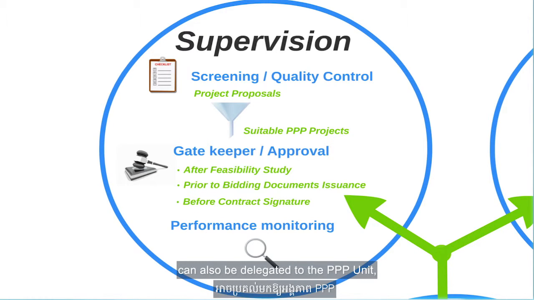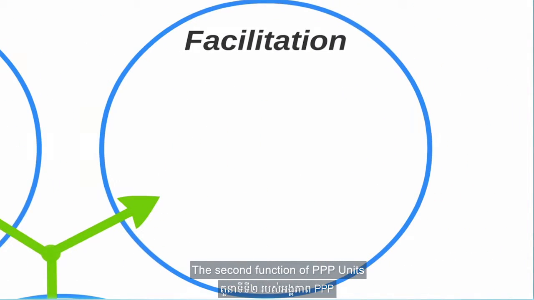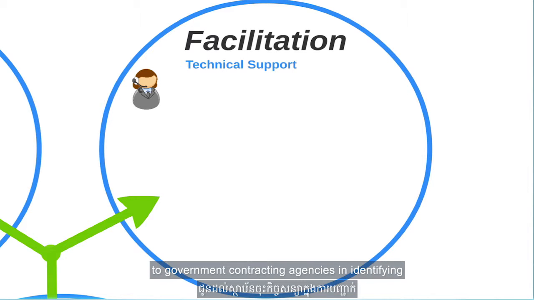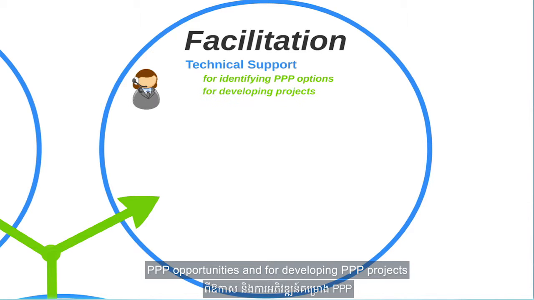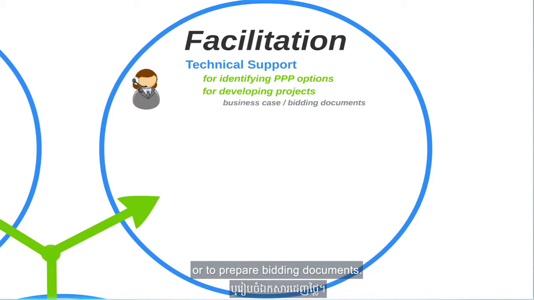Some monitoring tasks can also be delegated to the PPP unit. For example, to check if the PPP program is meeting its objectives. The second function of PPP units is the facilitation of PPP projects. PPP units can provide technical support to government contracting agencies in identifying PPP opportunities and for developing PPP projects. For example, to draft a business case or to prepare bidding documents.